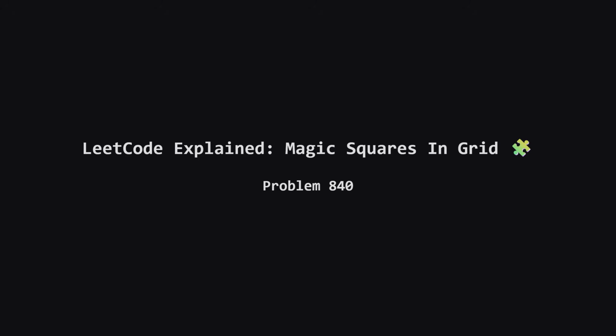Hello everyone, welcome back. Today we're tackling Leetcode problem 840, Magic Squares in Grid. This is a really fun problem that combines scanning a 2D array with some neat mathematical properties. We'll break it down step by step, so even if you've never heard of a magic square before, you'll get it by the end. Let's dive in.